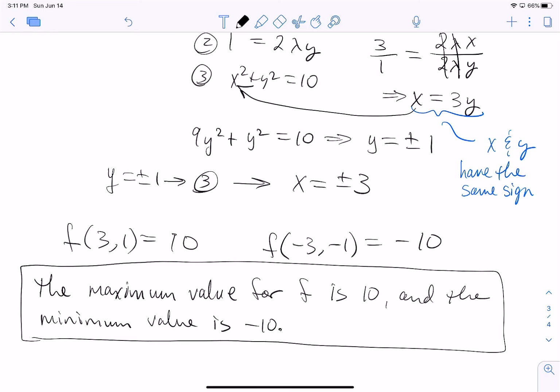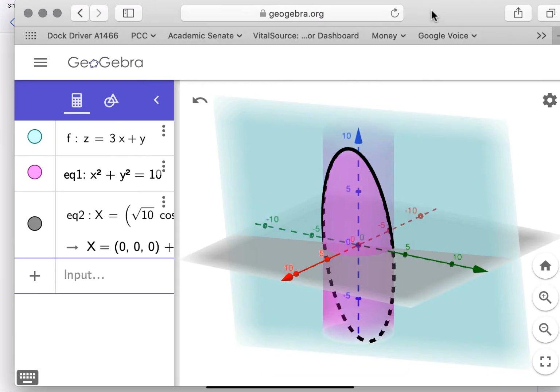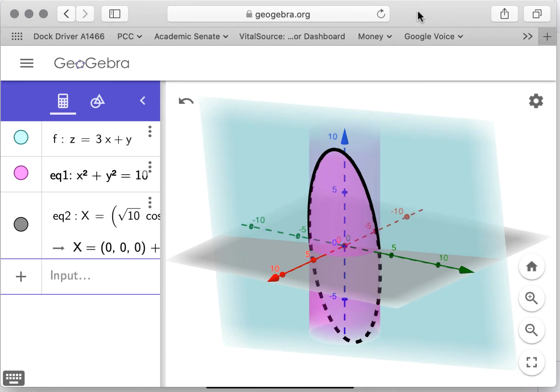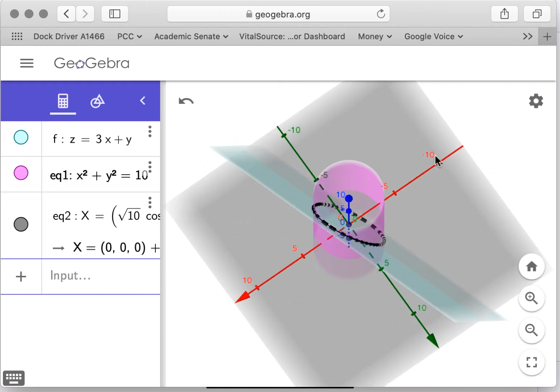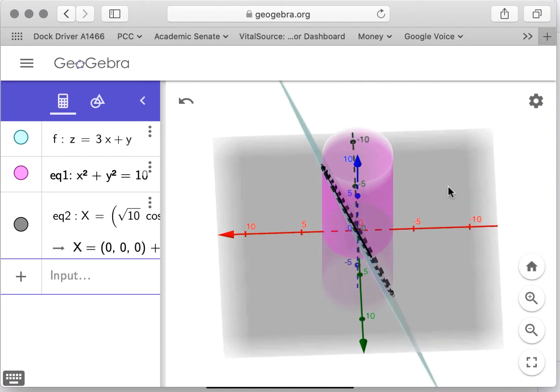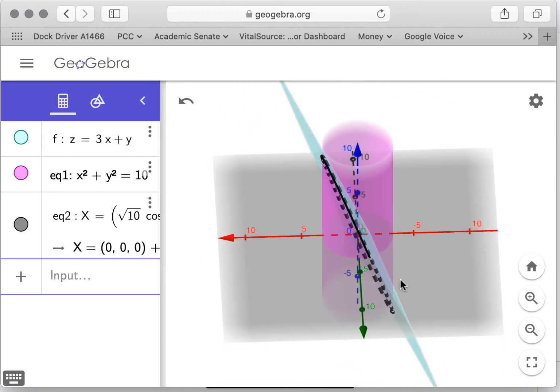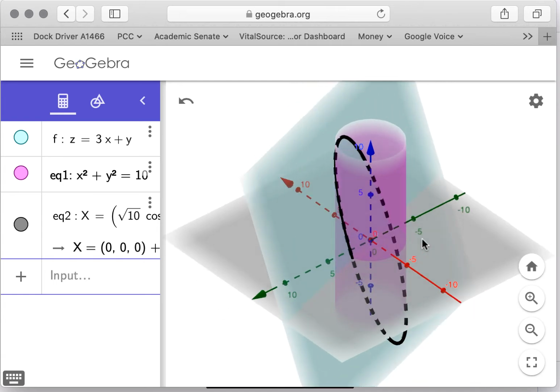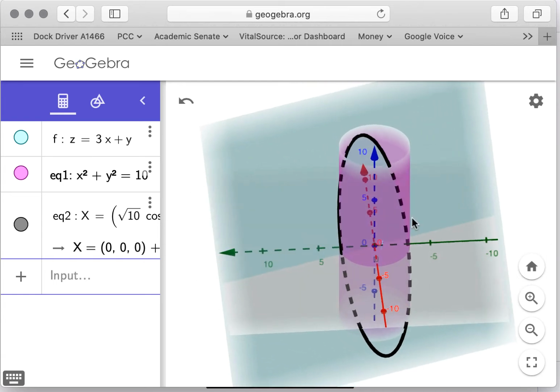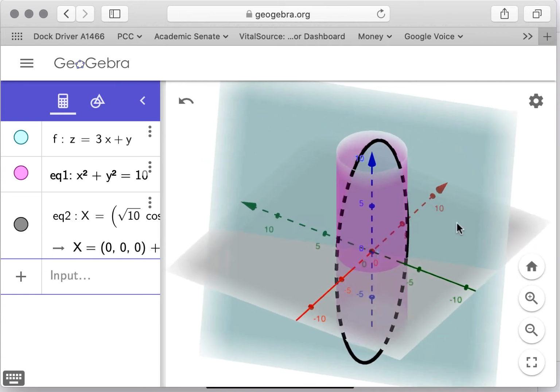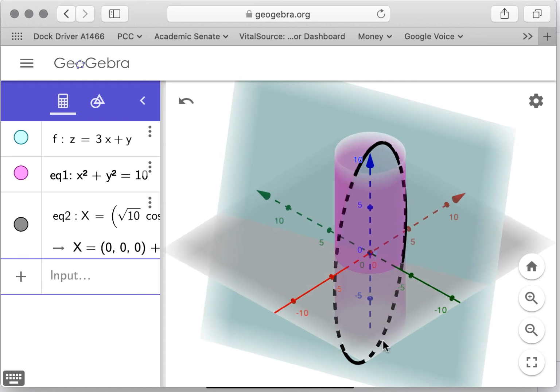We can see using a graph what's going on here. I've done this using GeoGebra, and what we've got here is the cylinder, x squared plus y squared equals 10, and the plane, z equals 3x plus y. And then their curve of intersection, which I parameterized. We can see that for the curve of intersection, the largest value is 10 and the smallest value is negative 10.